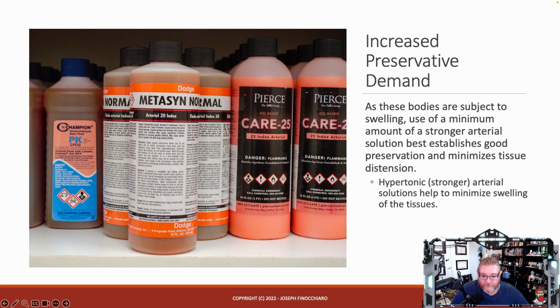As these bodies are subject to swelling, use of a minimum amount of a stronger arterial solution best establishes good preservation and minimizes tissue distension. Hypertonic or stronger arterial solutions help to minimize swelling of the tissues.